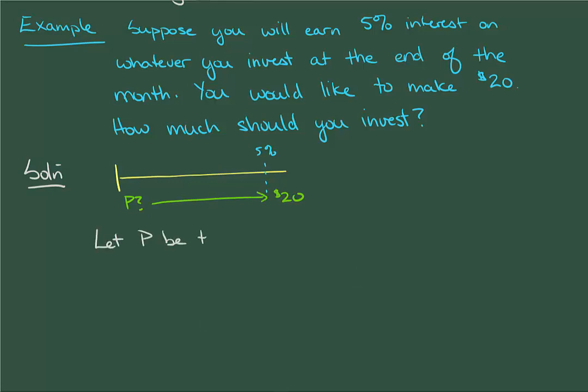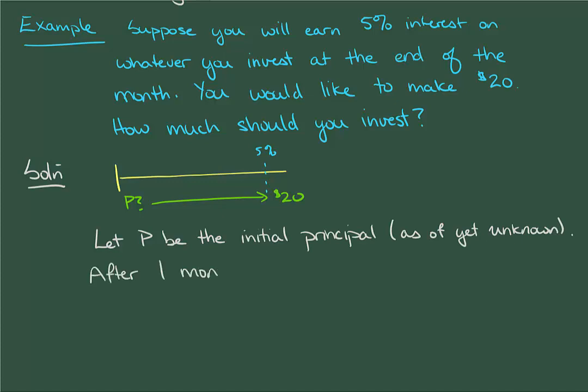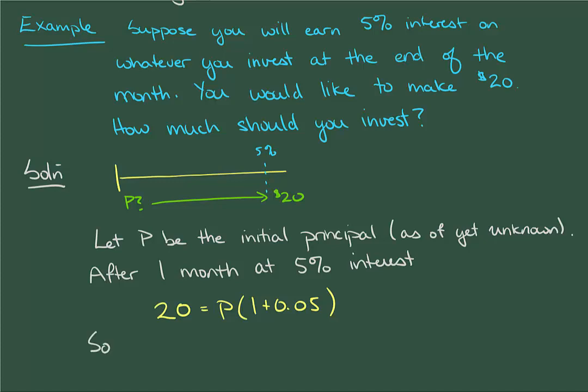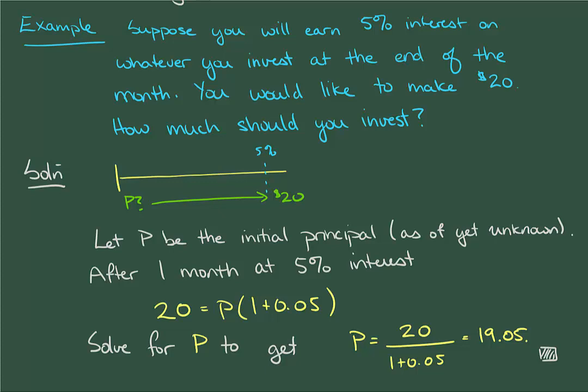So let's let P be the principal, and we don't know what it is, right? That's what we're trying to figure out, so we're just going to keep it as a variable for now. And after 1 month at 5%, we know the formula for S, and we're going to sub S equal to 20 into there, and this is what we get. And we can solve this for P. So we're going to divide both sides by 1 plus 0.05, and you can work out what that is, and you get $19.05.